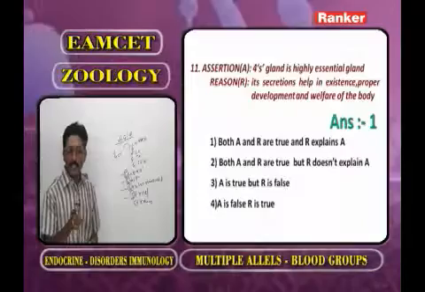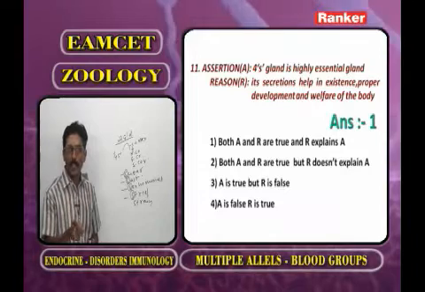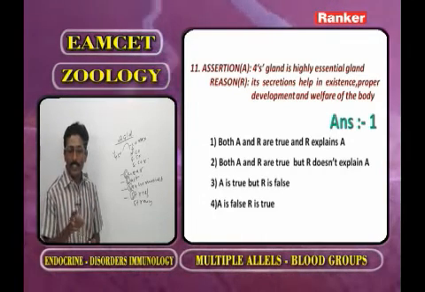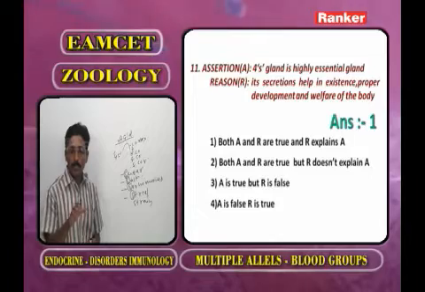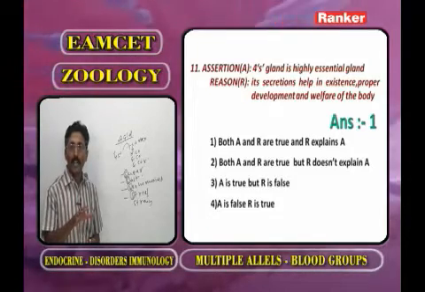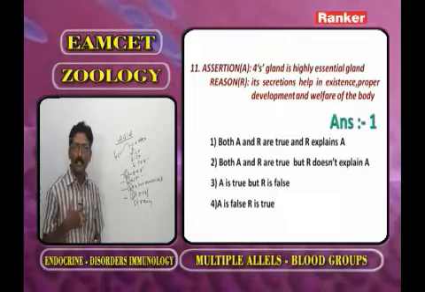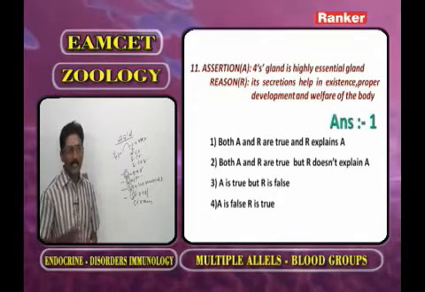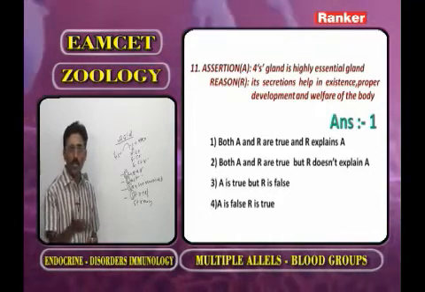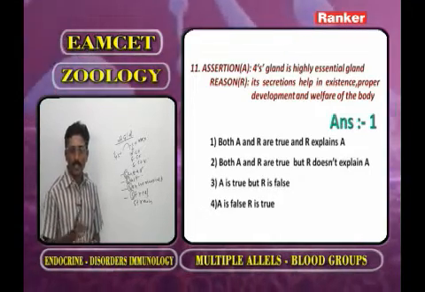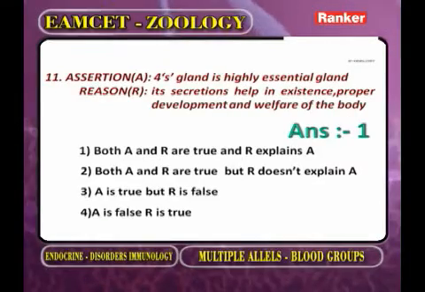Now, 4S gland is highly essential. Why? The reason is, its secretions help in the existence, proper development and welfare of the body. If these hormones are absent, we are unable to exist. There is no welfare. There is no growth for the human body. So both are correct and the reason explains the assertion. Next question.